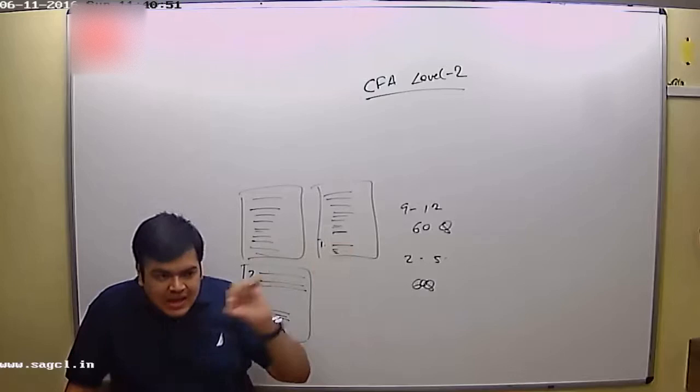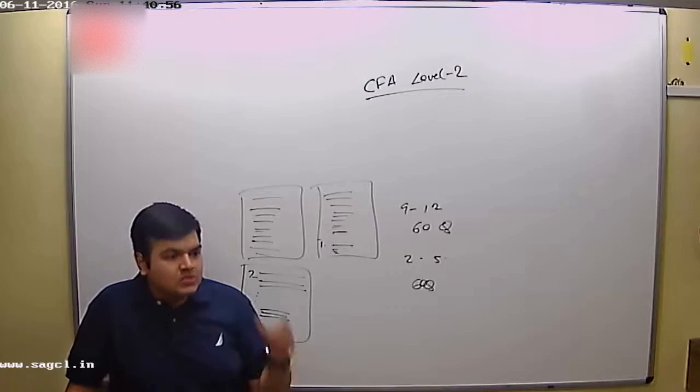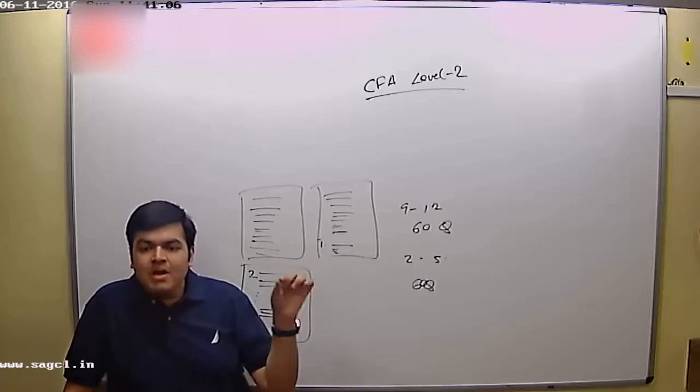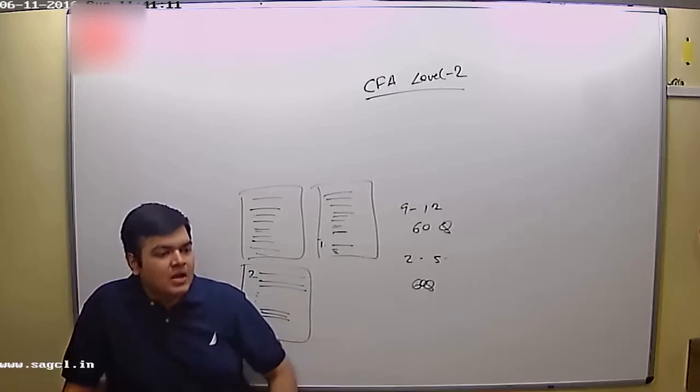Like pension will be one chapter, one of the most difficult chapters of your level 2 content. I'll make you understand line by line. In level 1 I did that with alternate investments for them. I made these guys understand everything line by line. Right?